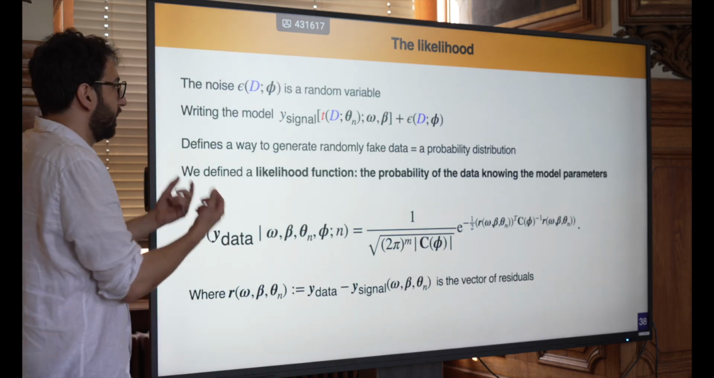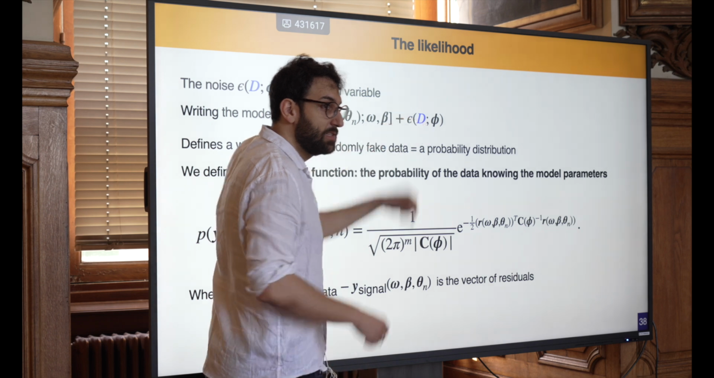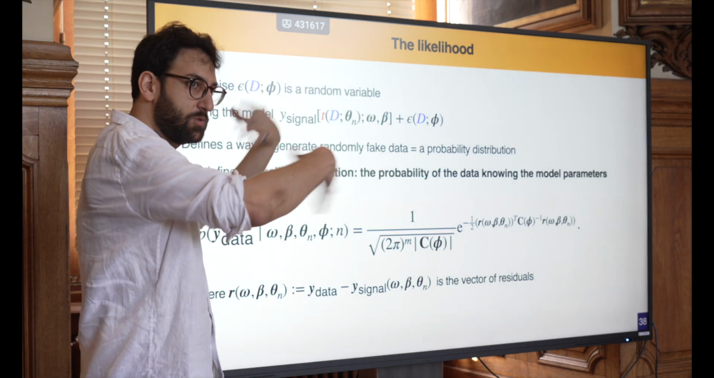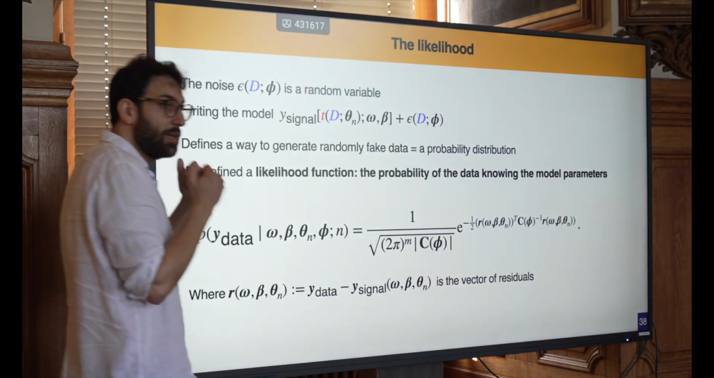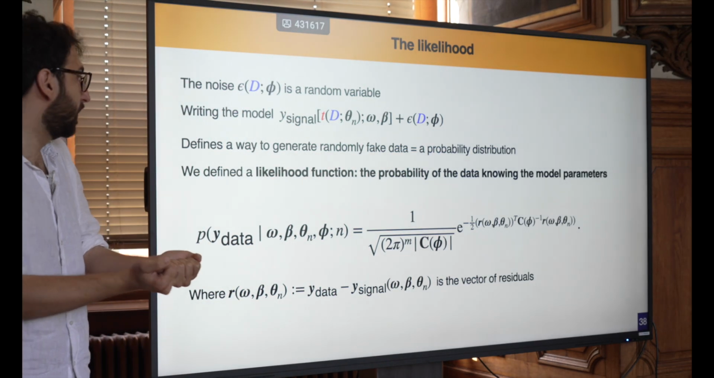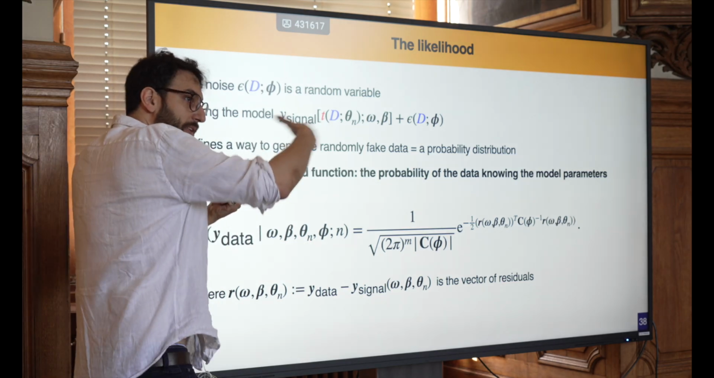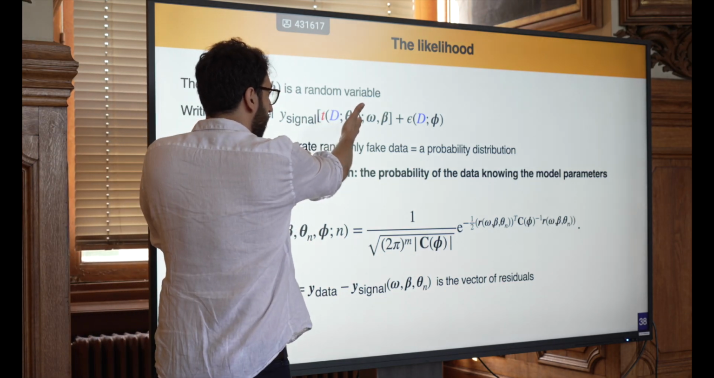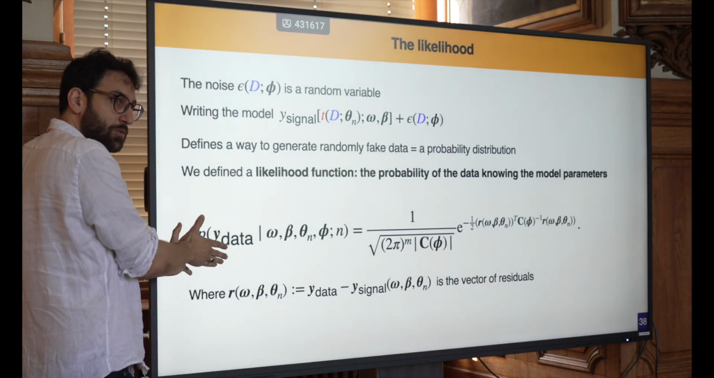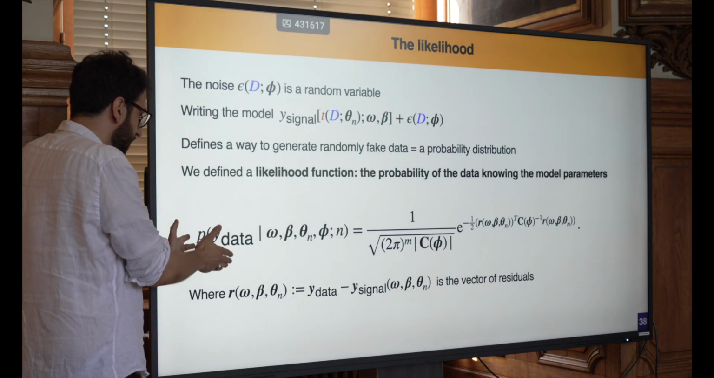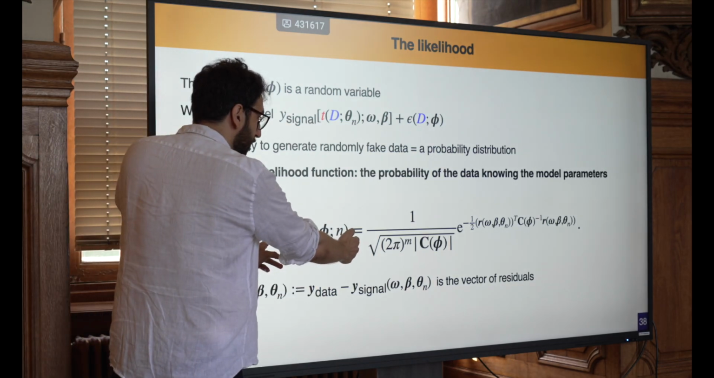You remember that here, when I say I have a noise epsilon, this is a random variable. This is something where I can generate various realizations of this random variable. So when I'm writing this, in fact, what I'm writing is a probability distribution. It is a recipe to generate fake data knowing the model parameters. So knowing the model parameters, I can generate stuff. I have a probability distribution. This is a definition of it: it tells me how to generate fake data knowing the model parameters.